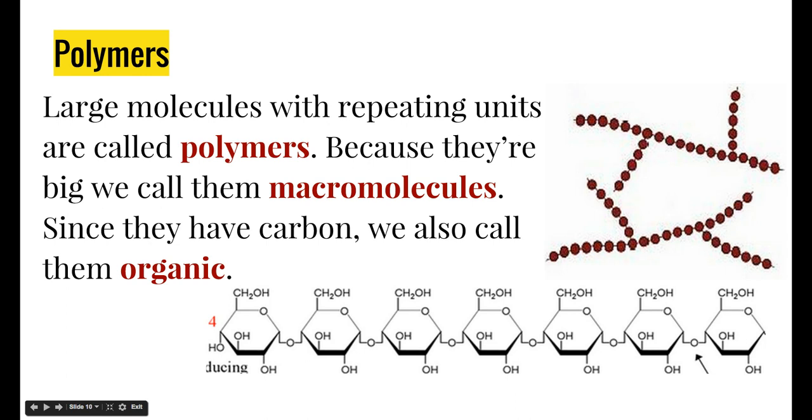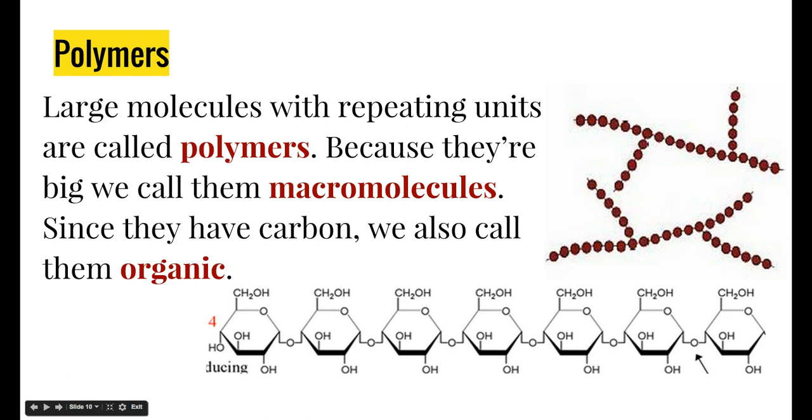Sometimes I'll combine terms. I'll call them organic macromolecules. I'm saying it's a big molecule with carbon in it. Or maybe I'll call it an organic polymer, meaning that it is a carbon-containing molecule made up of many repeating parts. So if we look right here, is a small unit. And we notice that if we just take this molecule and repeat it over and over again, and then we create these long complex chains with it, that's an example of what a polymer is.